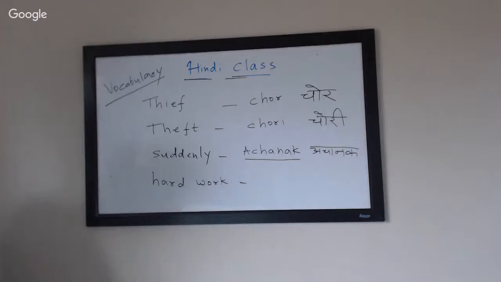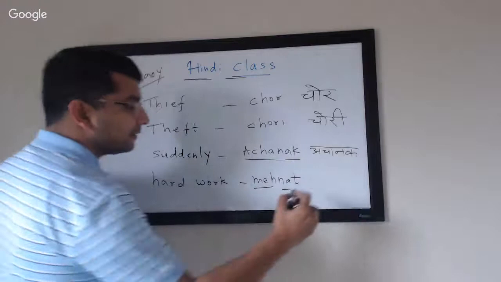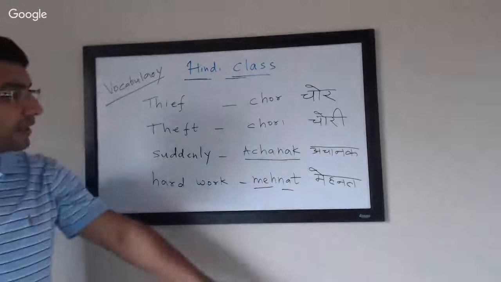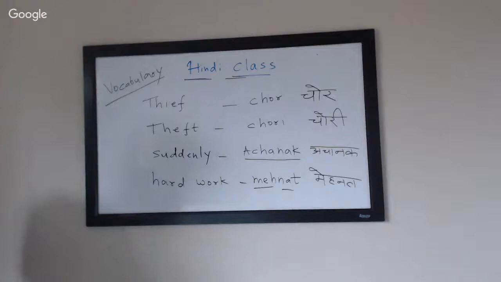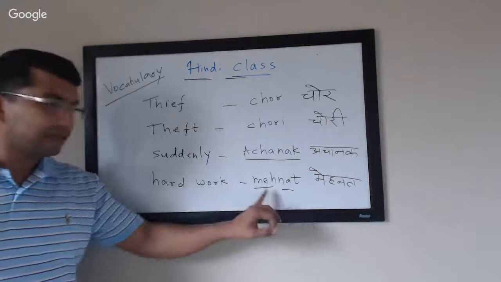And the last one is hard work. Hard work is mehnat. Mehnat. One word. So you'll say ma with a, ha, na, and t. Don't worry if you don't know the Devanagari. This is only for people who are familiar with the script. So repeat after me. Thief is chor. Theft is chori. Suddenly is achanak. And hard work is mehnat.